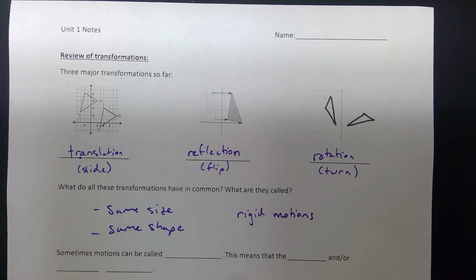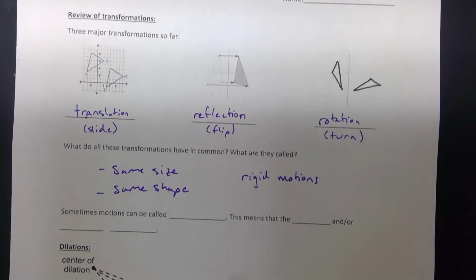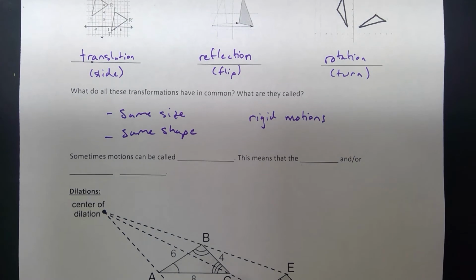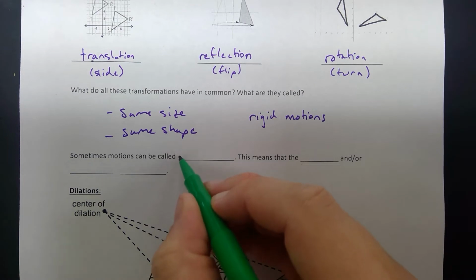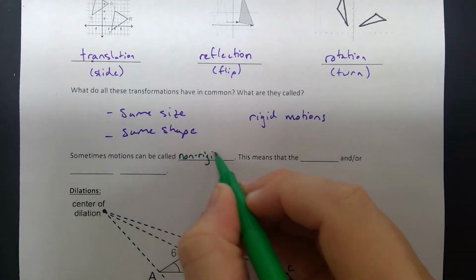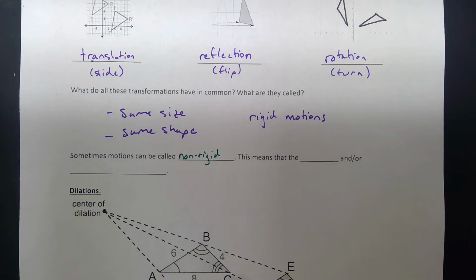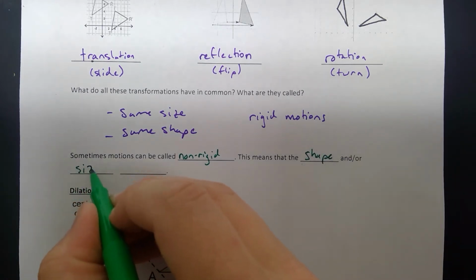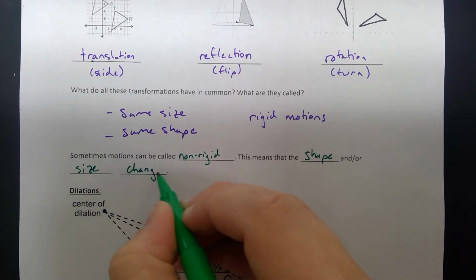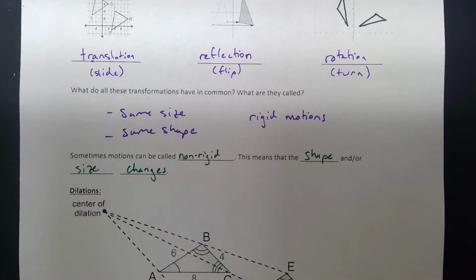Now, what we've been looking at this week is we've seen that the shape stays the same, but the size doesn't always stay the same. Okay. Now, if the size and shape do not stay the same, we call those non-rigid. Okay, those are non-rigid motions. So this means that the shape and or size changes. Okay, so one of those has to change, or both can change. Okay, so we've seen that this week when we've been talking about dilations.